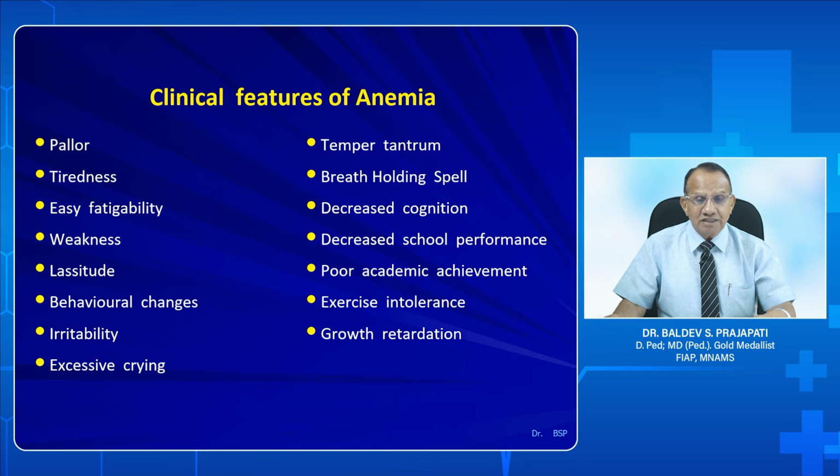Let us see what are the clinical features of anemia, which as a clinician we should be aware of. Most common is pallor. Sometimes parents themselves notice and the child is brought to you. They may complain of tiredness, easy fatigability, weakness, lassitude, sometimes behavioral changes, child may be irritable, occasionally excessive crying. Some children of toddler age group may go for temper tantrum.